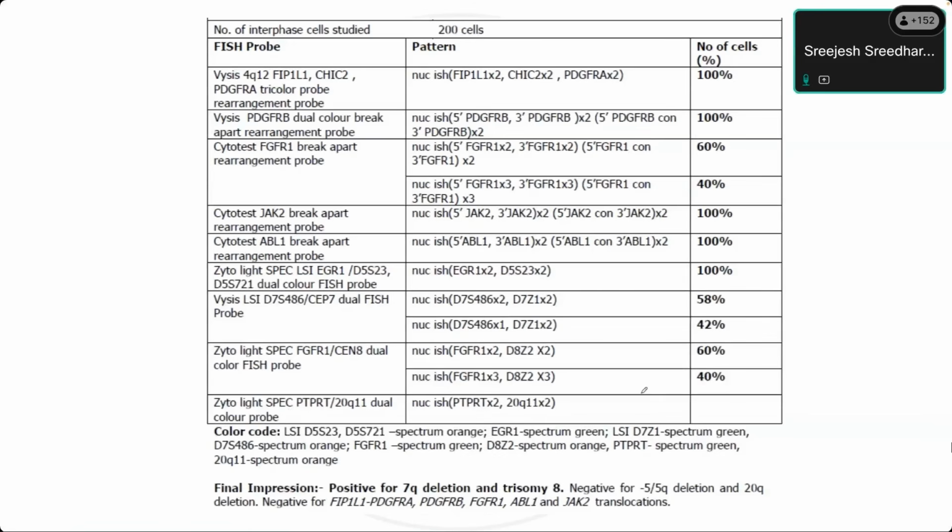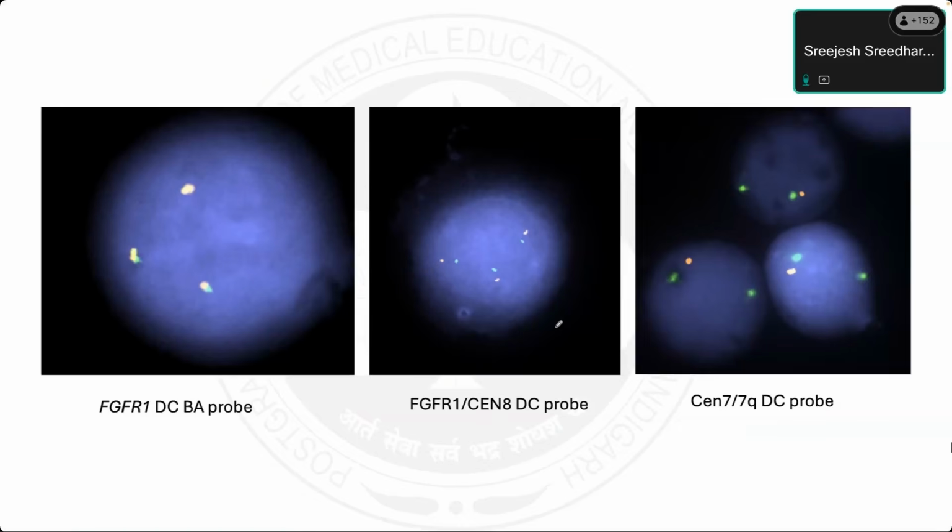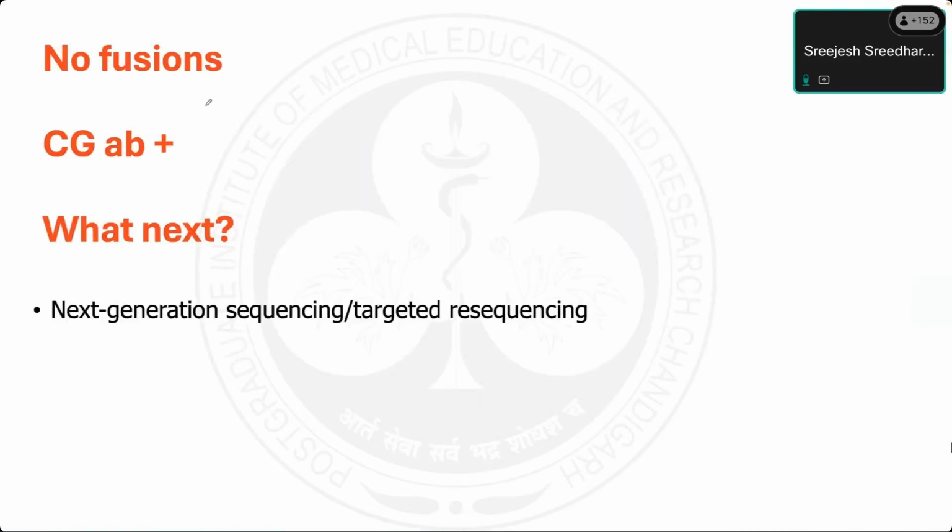What we found was that it was negative for these tyrosine kinase fusions. It was negative for PDGFRA, B, FGFR1, JAK2, and ABL1. But there were 3 copies of chromosome 8, so trisomy 8 was there, and there was a 7q deletion. You can see that there are 2 green from the centromere, only 1 orange, so the other orange is missing. So there is an underlying clonal cytogenetic abnormality, which makes it clear that we are dealing with a clonal process. So there were no fusions, but cytogenetic abnormalities were present.